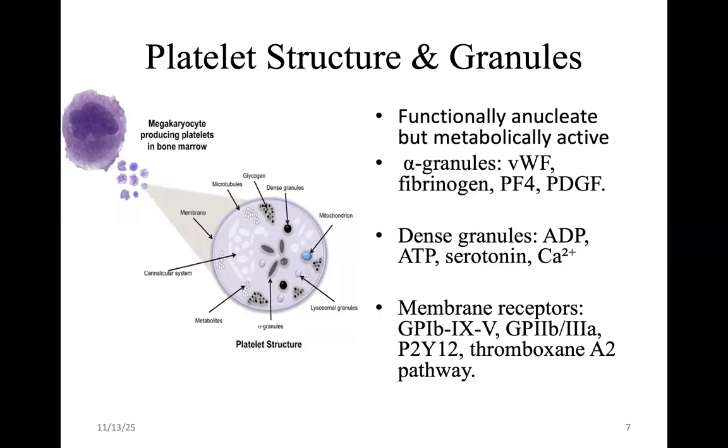Now, on the membrane of the platelets, there are certain receptors that they use to bind to each other and bind to other proteins. So the GP1B helps the platelets to bind to von Willebrand factor. The GP2B3A helps the platelets to actually bind one to another. And then they actually form the clots that eventually stop the bleeding or prevent blood loss.